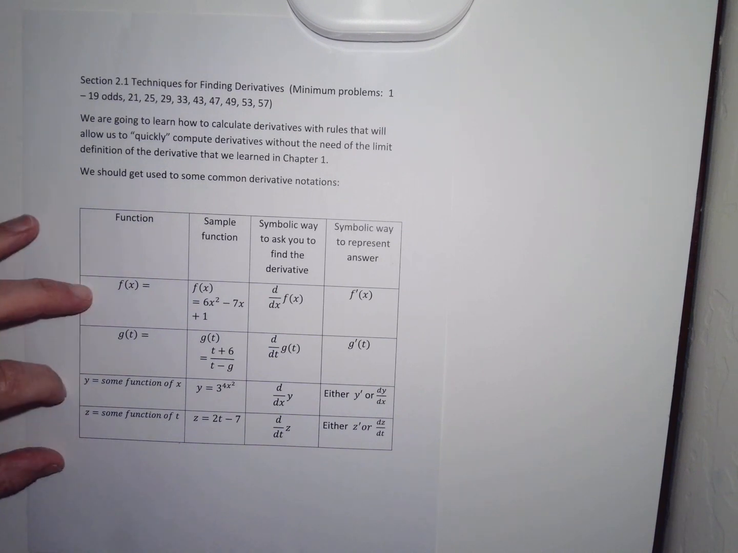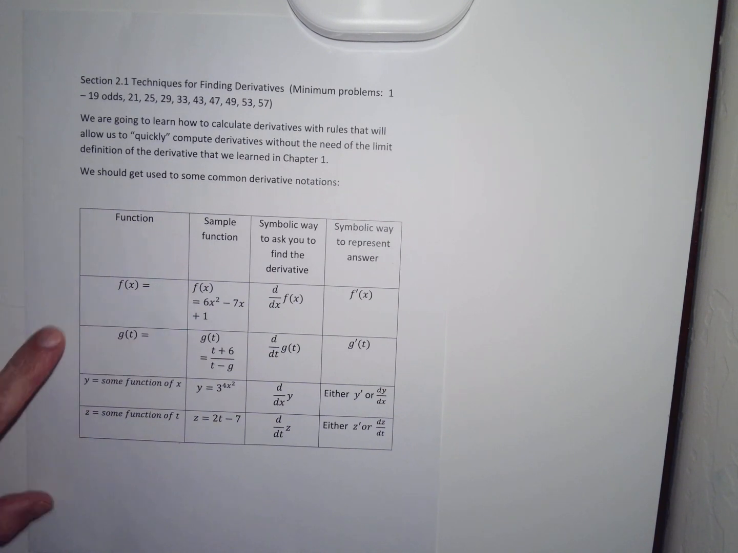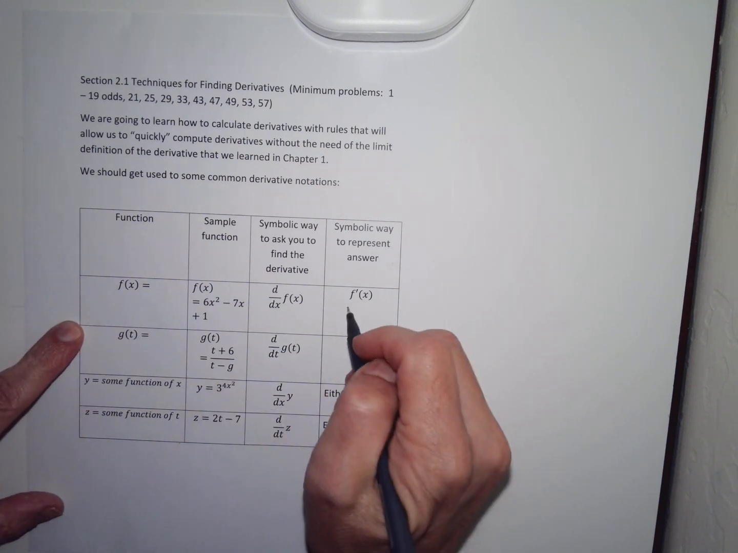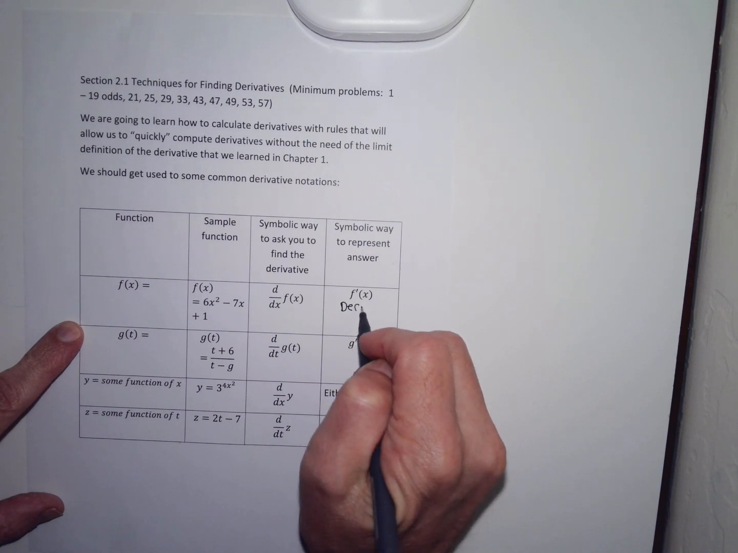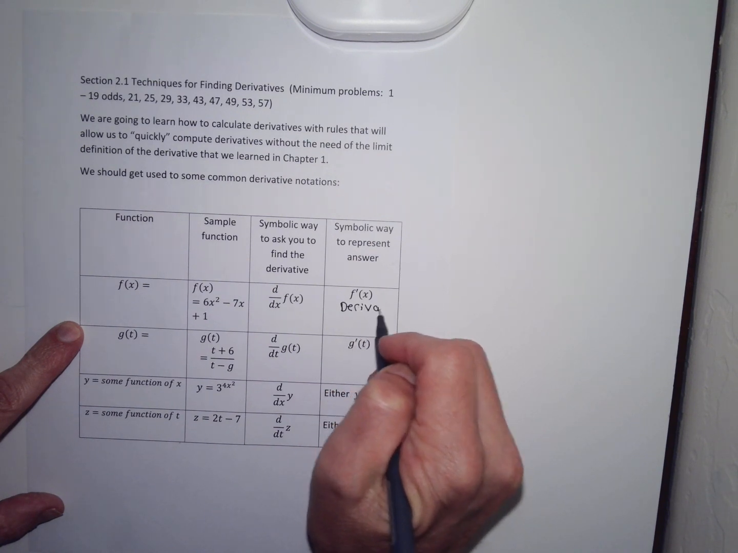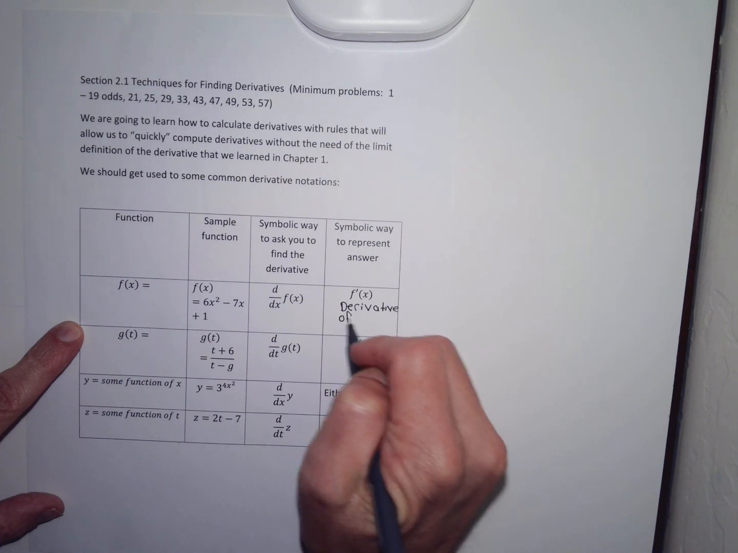depending on how a function is named, there are going to be different ways to describe the derivative and different ways to ask you to find the derivative. Like if I wrote a function f of x equals 6x squared minus 7x plus 1, we learned in the last section that this symbol, with that little prime symbol, represents the derivative of the function f of x.